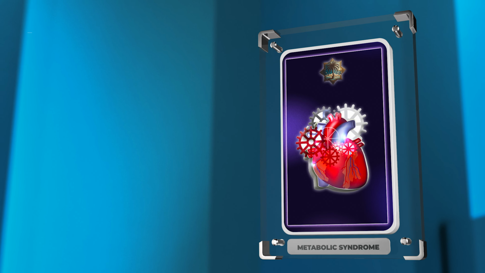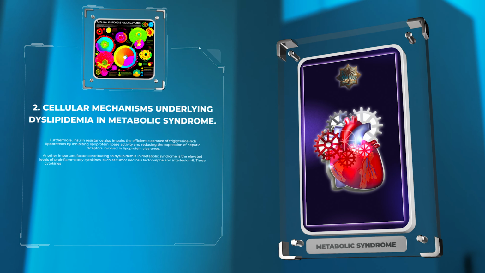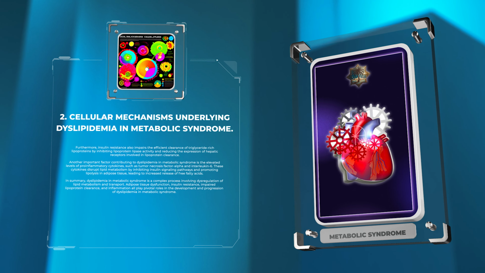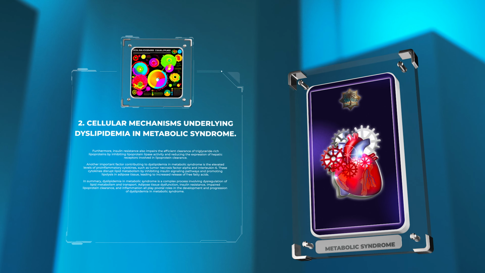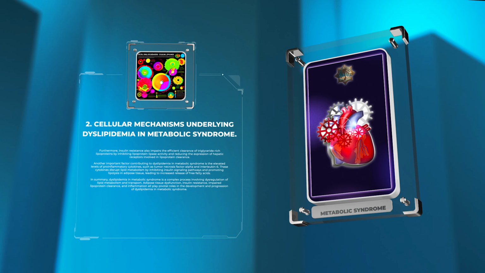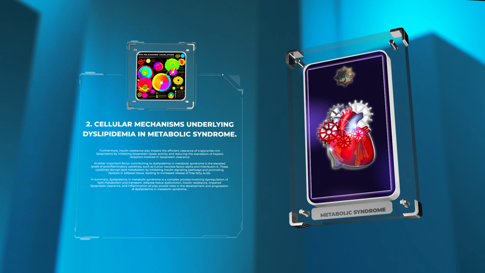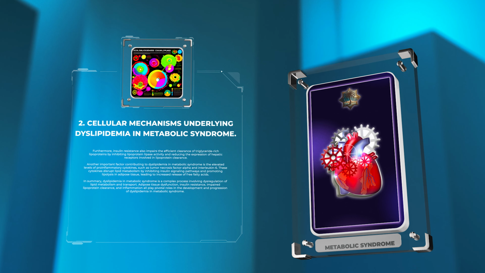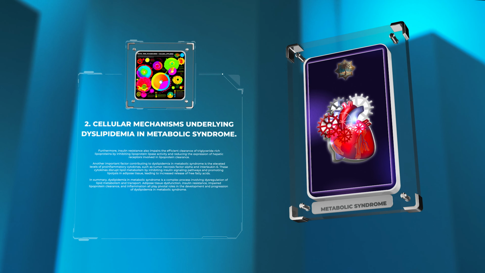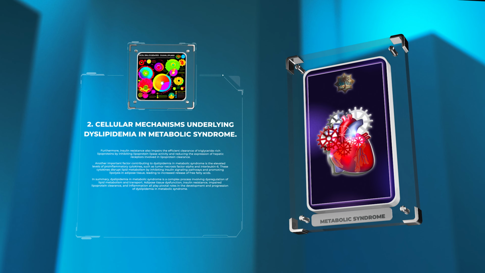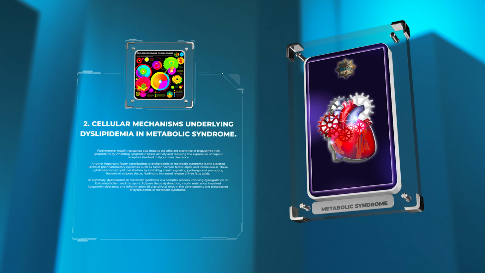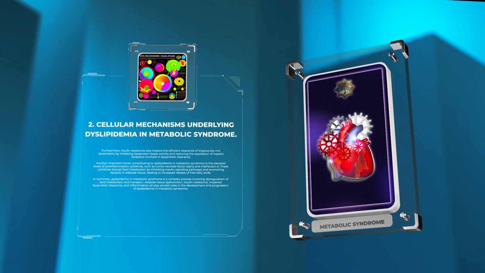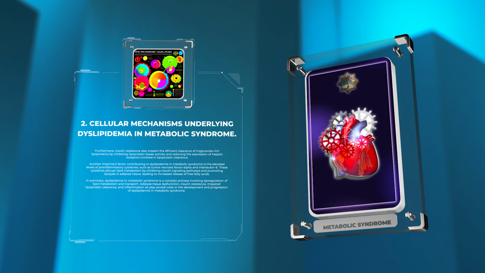Furthermore, insulin resistance also impairs the efficient clearance of triglyceride-rich lipoproteins by inhibiting lipoprotein lipase activity and reducing the expression of hepatic receptors involved in lipoprotein clearance. Another important factor contributing to dyslipidemia in metabolic syndrome is the elevated levels of pro-inflammatory cytokines, such as tumor necrosis factor alpha and interleukin 6. These cytokines disrupt lipid metabolism by inhibiting insulin signaling pathways and promoting lipolysis in adipose tissue, leading to increased release of free fatty acids.